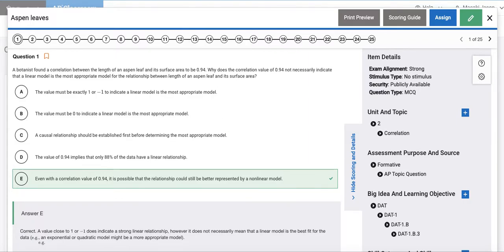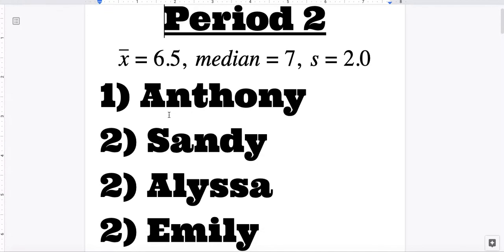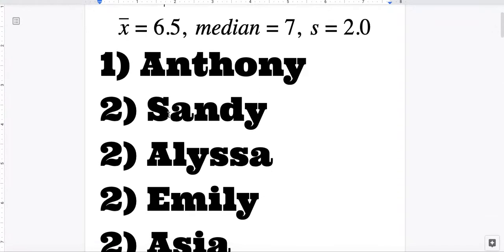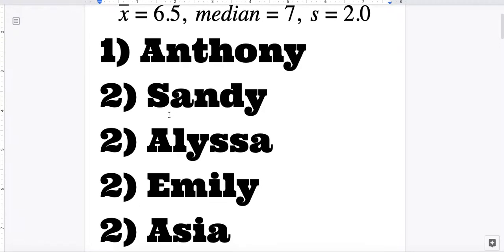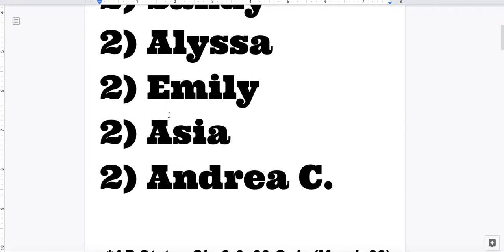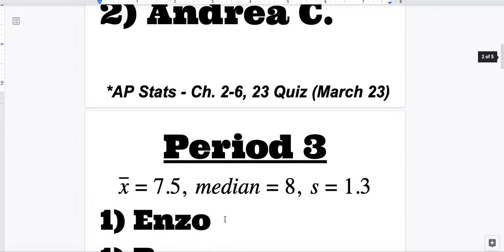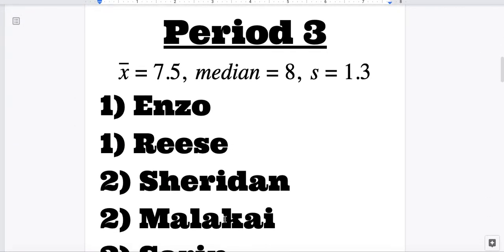But before we jump in, I just want to congratulate our top 5 scores from last week's test. This is period 2. Class average for that class was 6.5, median 7, standard deviation 2.0. So congratulations, all you students. This was last week's test on Friday, and we'll do this again next week, or the week after spring break.